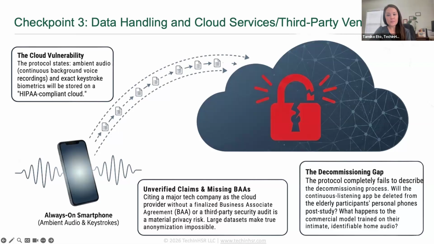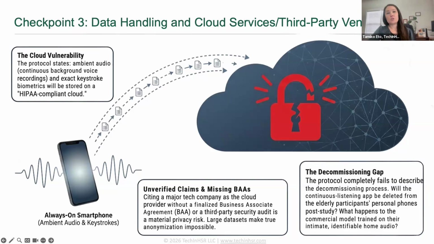And also, we need to be very specific about what that data actually is, right? Even if you take names out or direct identifiers, we're talking about continuous voice recordings made inside elderly people's homes, capturing household members, visitors, and those intimate domestic conversations. Plus, we're getting those granular behavioral biometrics. So if that data is breached, the re-identification risk is very real. Also, just by nature, large data sets make true anonymization pretty much impossible.